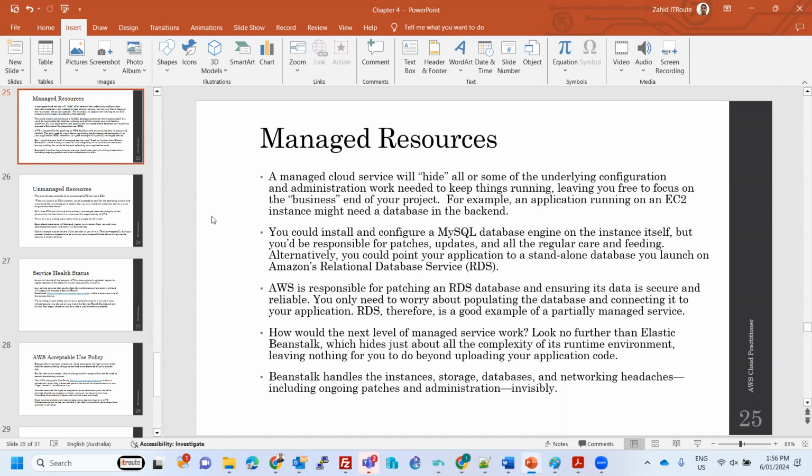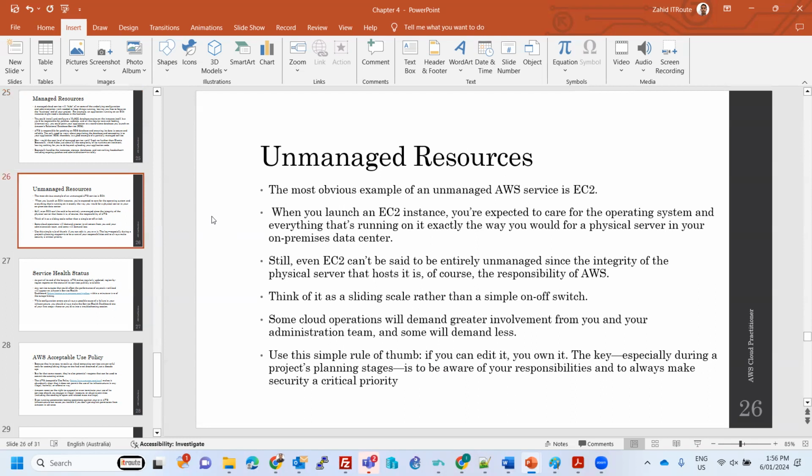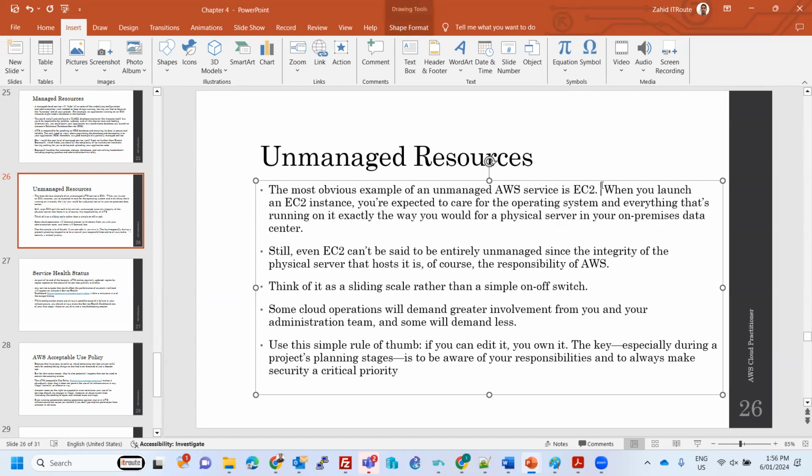So you just deploy your application to Elastic Beanstalk. This is called a managed resource. Managed resources means they're going to manage this one for you. And unmanaged resources means, the most obvious example of unmanaged is EC2. When you launch your EC2 instance, basically, you're going to manage this one.